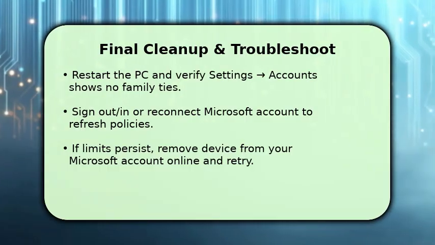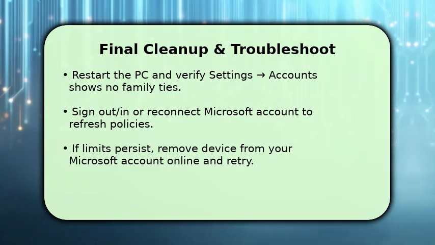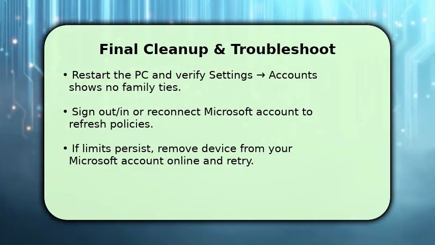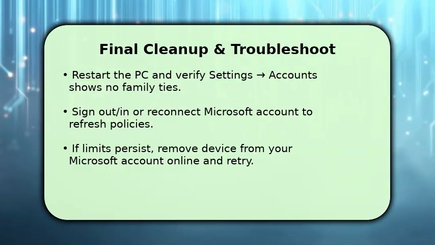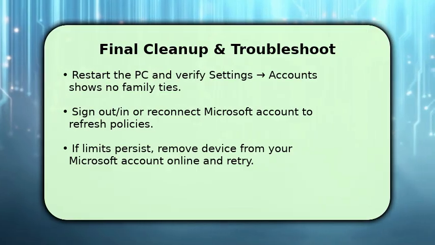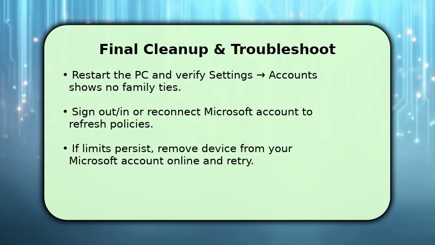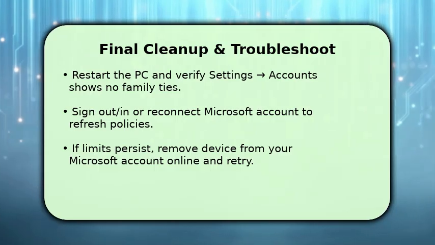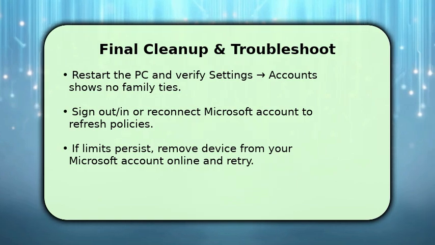Once restarted, go back to Settings, then Accounts, to verify no family members remain. If you still see restrictions, sign out and sign back into your Microsoft account to refresh sync settings, and make sure the Family Safety app is fully uninstalled. If restrictions persist, remove the device from your Microsoft account online and then re-add it. This forces a full policy reset. If that fails, contact Microsoft support for account-level assistance.